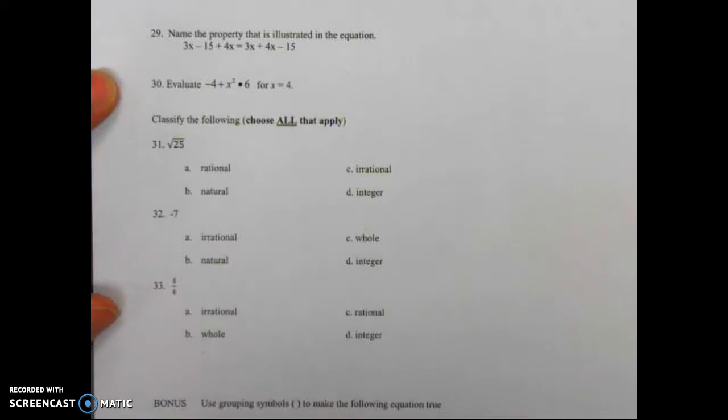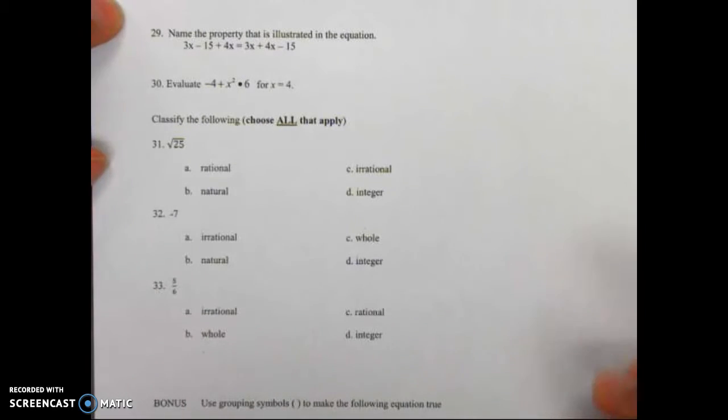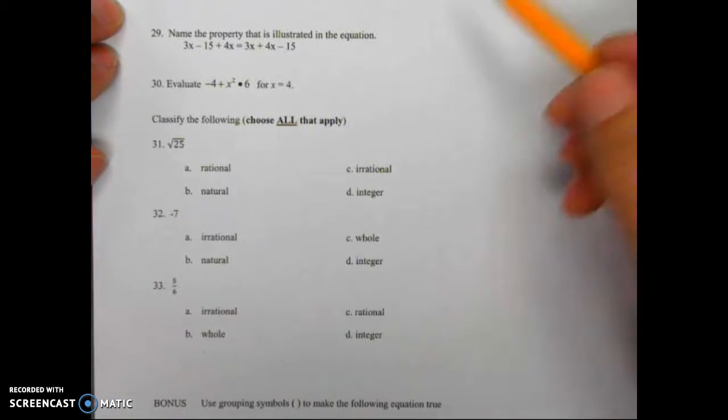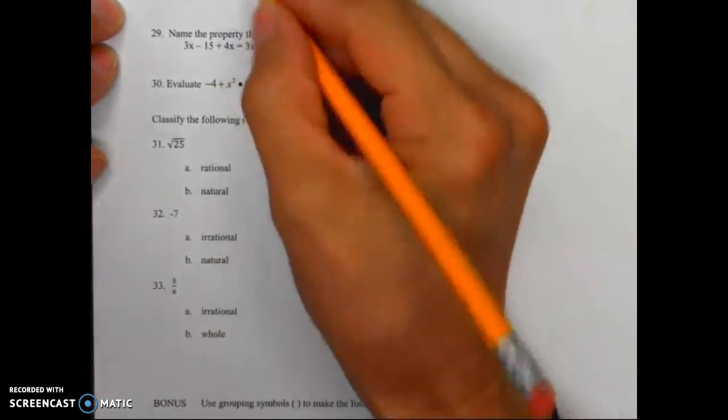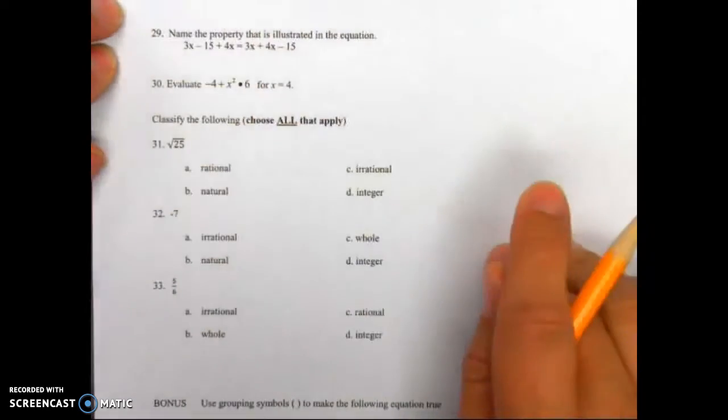Here's the third part of the Chapter 1 practice quiz. And so again, we left off simplifying by combining like terms. Remember, it's kind of like sorting out coins.